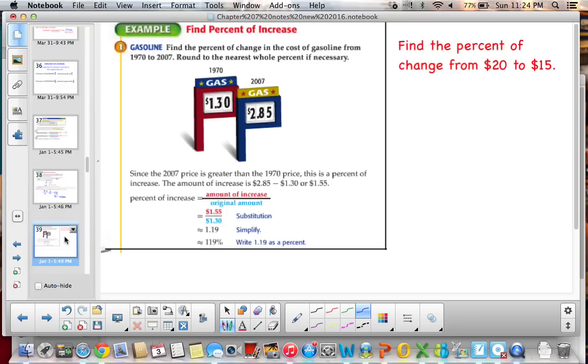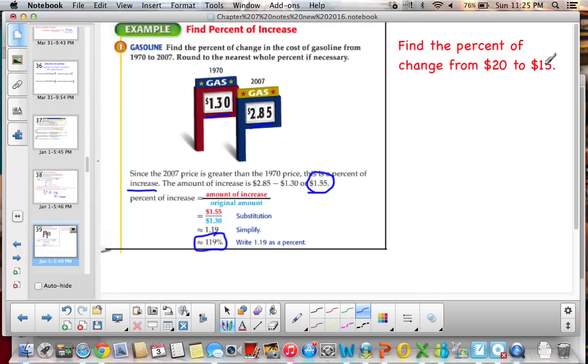Find the percent of change in the cost of gasoline from 1970 to 2007. So we have $1.30 in 1970 and $2.85 in 2007. So in 2007, the price is greater than the price in 1970. So this is again a percent of increase. So we take $2.85 minus $1.30 and we get $1.55. We take $1.55 and we put it on top of the original amount, which is $1.30. Remember, the original is whichever amount we begin with or start with. And then we simplify. $1.55 divided by 1.30 is 1.19, and then we convert it to a percent, 119%.